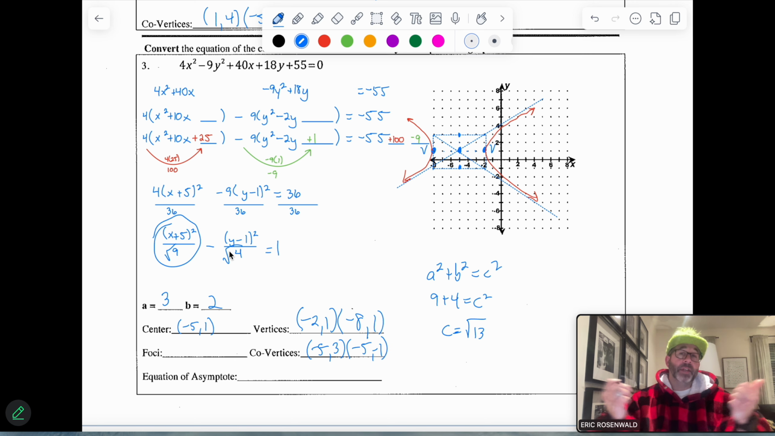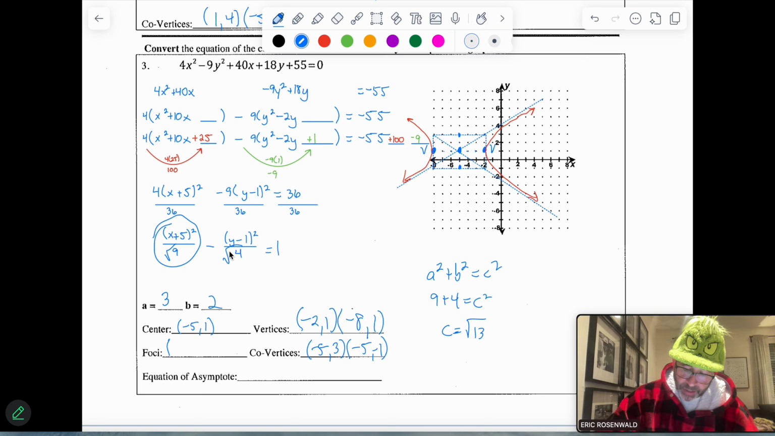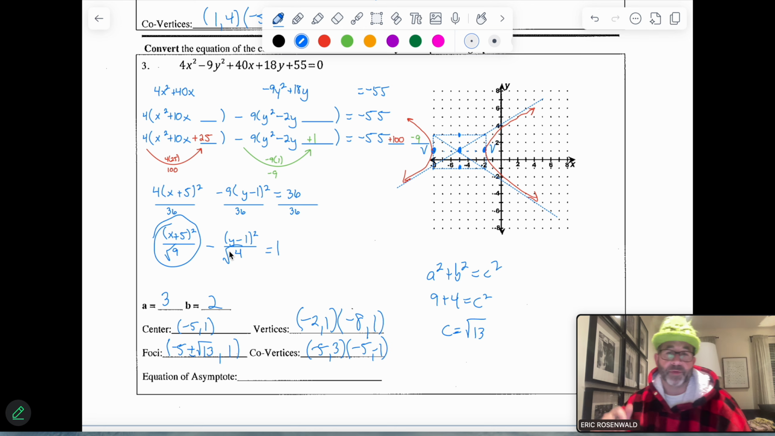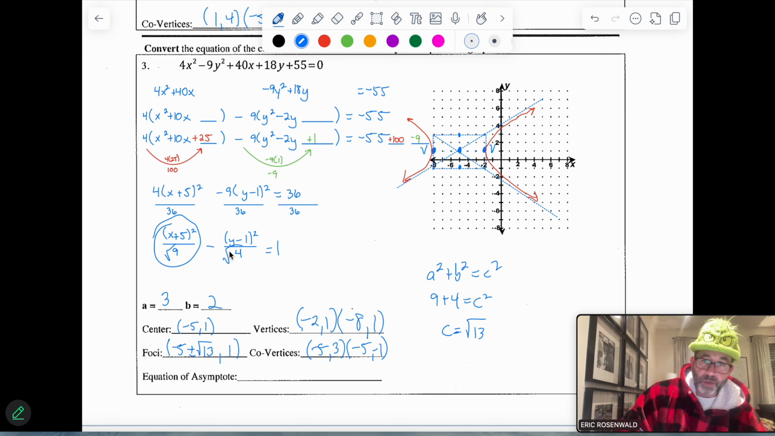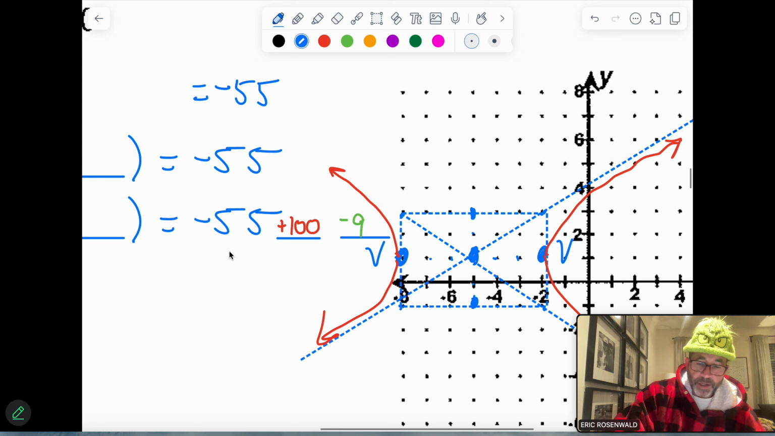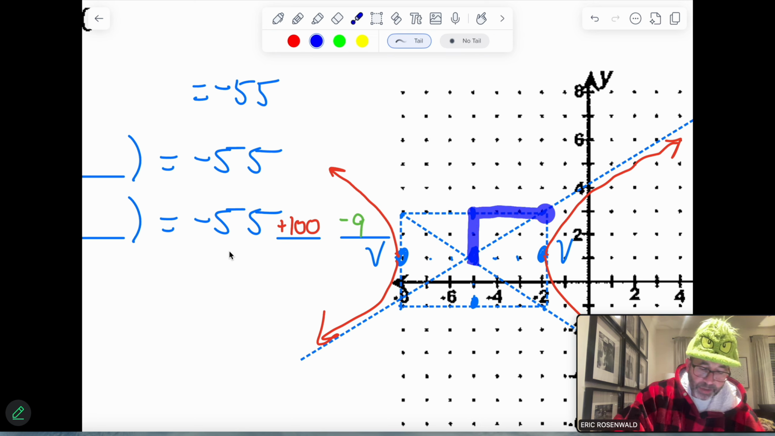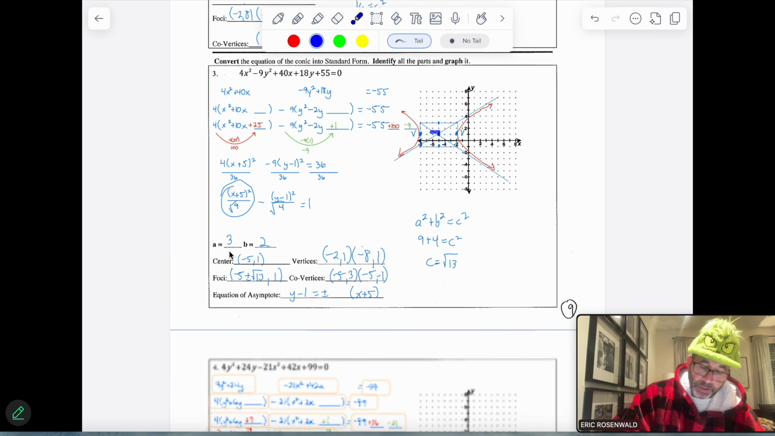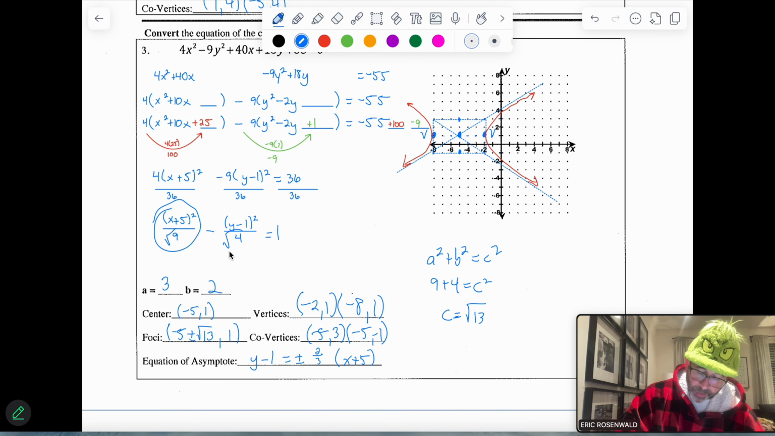So from my center, going in the x direction, we're going to use negative 5 plus or minus that root 13. That's going in the x direction. And then 1. So we're still using the same center, but we're going left and right from the center. The equation of the asymptote, we're going to pluck it straight from our equation. So we've got y minus 1 for the first part, equals, and then for the second part, x plus 5, and then we're going to say plus or minus. Look at your picture. You can see that you're going to go up 2 and over 3. There you go.